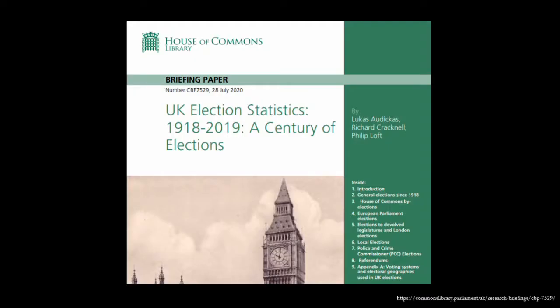And all the information and numbers that I'll be talking about in this video will be from this paper called UK Election Statistics 2018 to 2019: A Century of Elections. And originally, when I was going to talk about general elections later on in this video, I was going to start in 1918, in the 1918 general election, but it's easier to start in 1945.